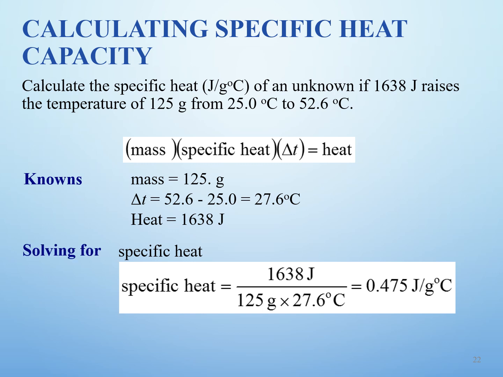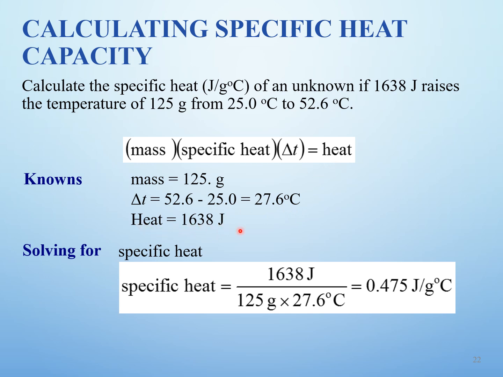All right, so next question we have, calculate the specific heat in units of joules per gram Celsius of an unknown if 1638 joules raises the temperature of 125 grams from 25 degrees to 52.6 degrees. So we need to get each part. Remember, Q equals M Cs delta T, and my M is 125 grams. My delta T, remember, is final temperature minus initial temperature. So 52.6 minus 25.0, you get 27.6 degrees Celsius. And the heat over here is going to be 1638 joules.